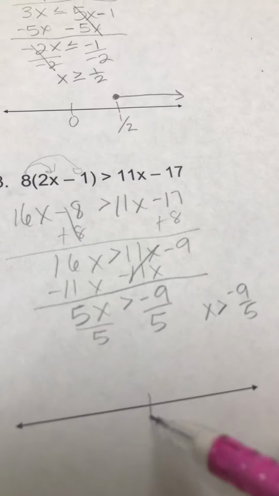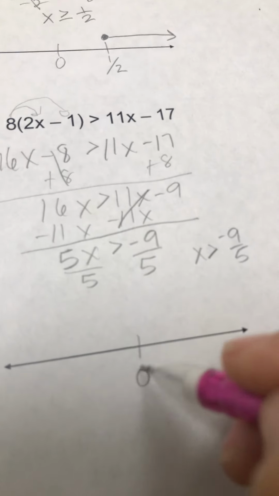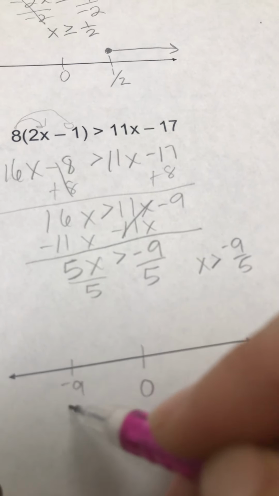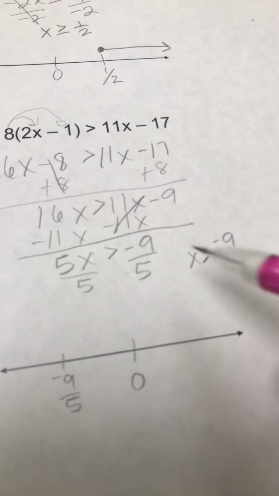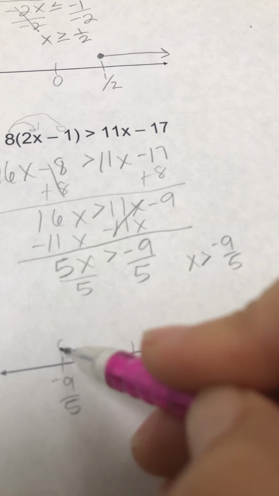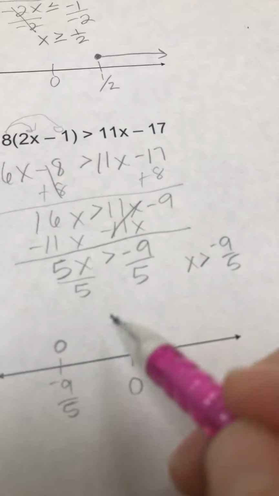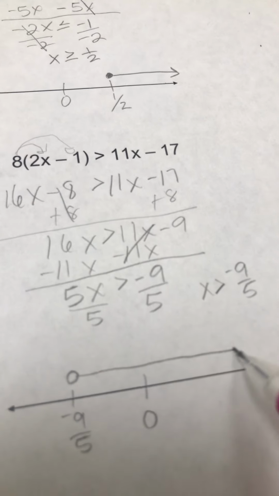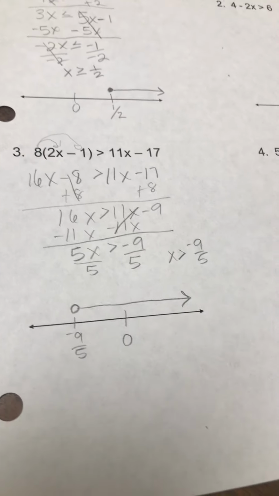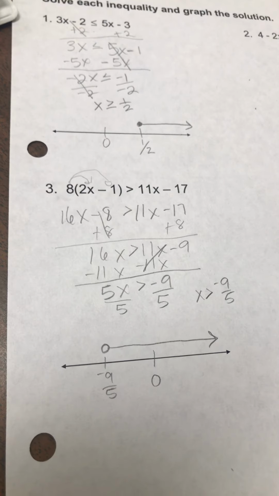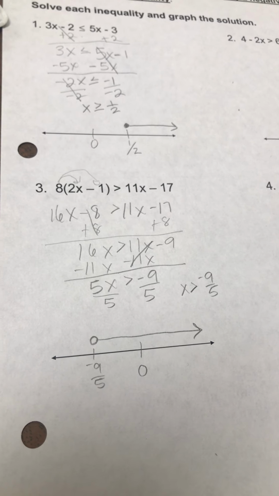So now you're going to have a 0 on your graph. And we'll put negative 9/5 over here. And x is greater than, but it's not equal to. So we have an open circle, and it's greater than, so it's going to go this way. Okay? All right, did you get those two?